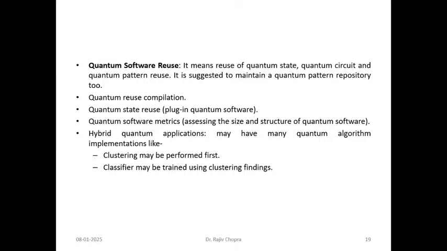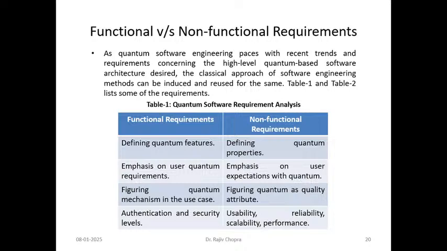Then quantum reuse compilation, quantum state reuse, and quantum software metrics, that is, assessing the size and structure of quantum software. So all these things can be done here also. Hybrid quantum applications may have many quantum algorithm implementations, like clustering may be performed first, then a classifier may be trained using cluster finding. This will further help in quantum machine learning and all those things. You may have many quantum algorithm implementations like this, because it is a hybrid one.